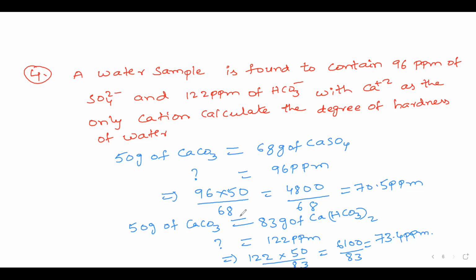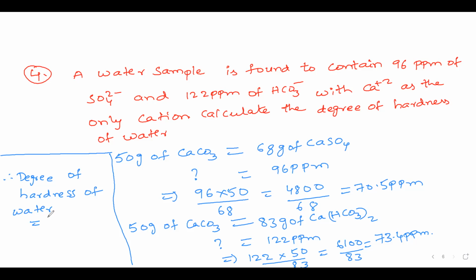Therefore, the degree of hardness of water is equal to 70.5 plus 73.4, which is coming around 143.9, approximately 143.9 parts per million.